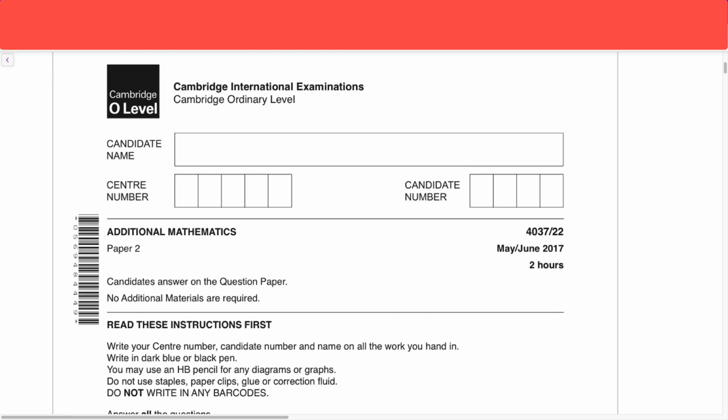Alright, the student actually asked me to do the O-level MF questions. I mean the O-level additional mathematics paper. Normally I do IGCSE, so this is the first time I do O-level, and the exam code is 4037. Alright, it's a Cambridge O-level.